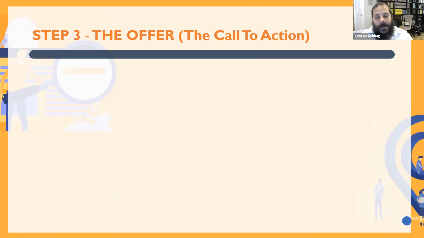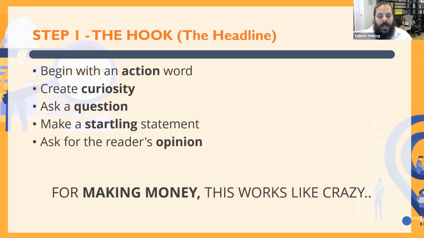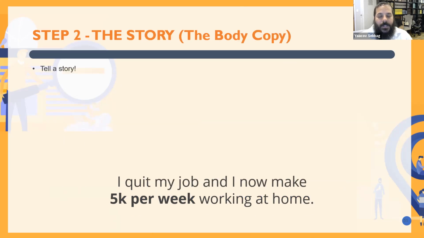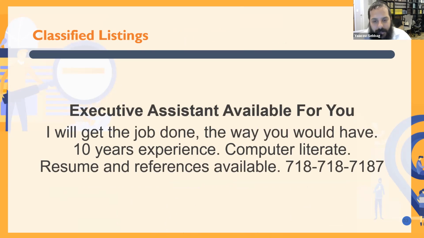I'm going to make an offer and I'm going to let you know: make money now with my easy system by visiting my site. I'm telling you that it's easy. I'm telling you to make money. But you see, the whole thing is very short. So you want to start with, we said, a hook, a story, and an offer. Look at this hook, story, and offer.